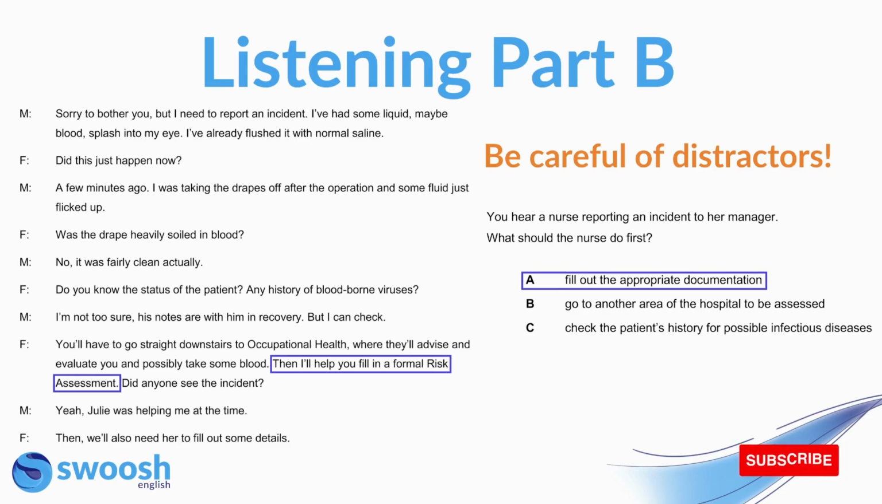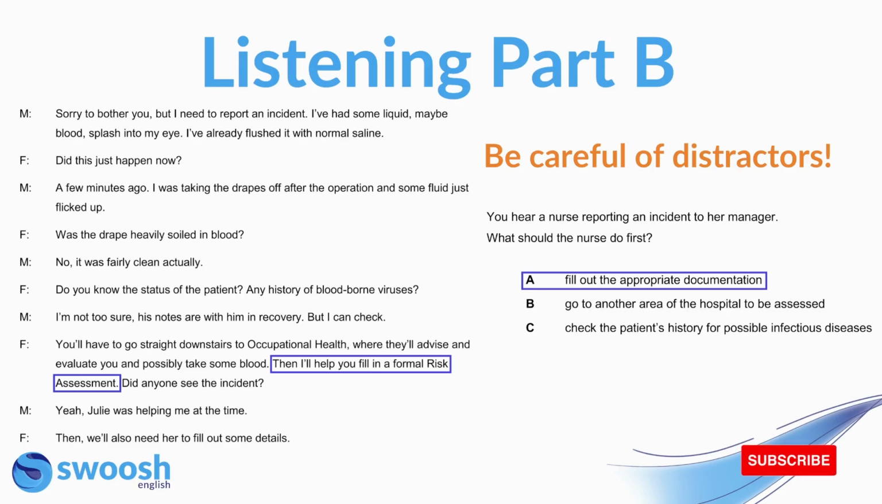You can see option A says fill out the appropriate documentation. Now the nurse does mention that, saying I'll help you fill in a formal risk assessment. However, in the question it says what should the nurse do first? And as you can see, what they should do first is go downstairs to occupational health.